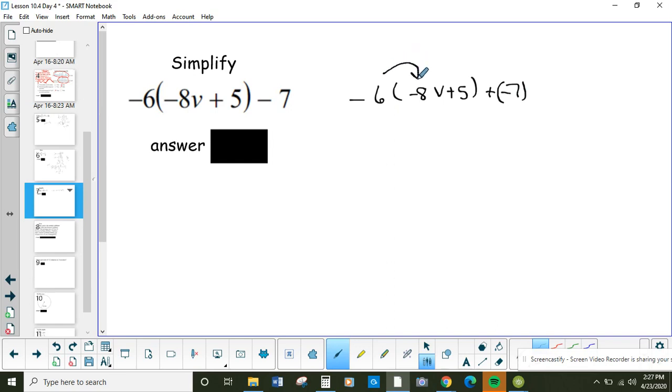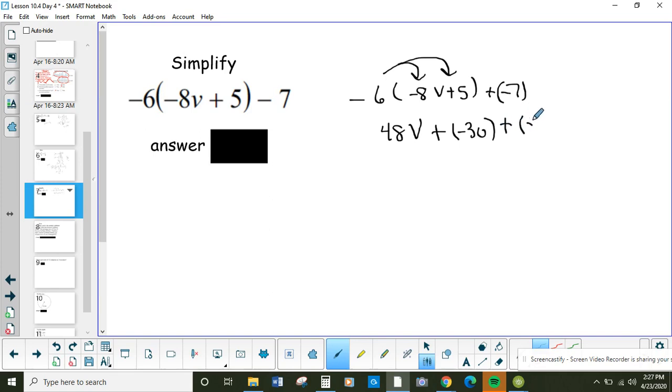So now I'm going to distribute. Since that negative 6 is next to those parentheses, negative 6 times negative 8 is positive 48. And, oh, don't forget the v, right? You don't want to forget the v like I just did. It's negative 48. There's a v next to it, so negative 48v. And negative 6 times positive 5 is going to be negative 30.